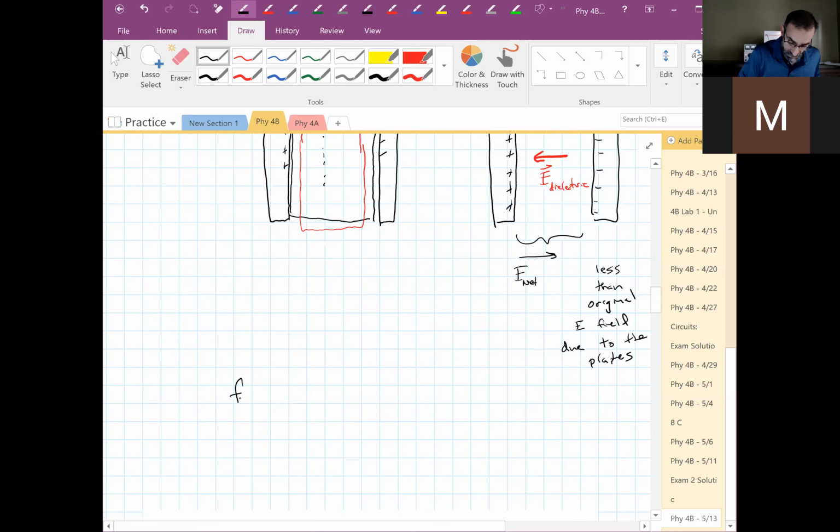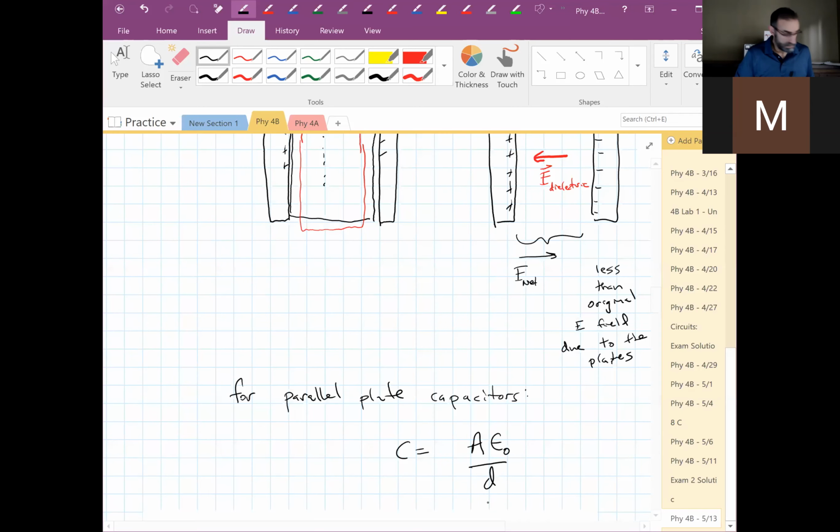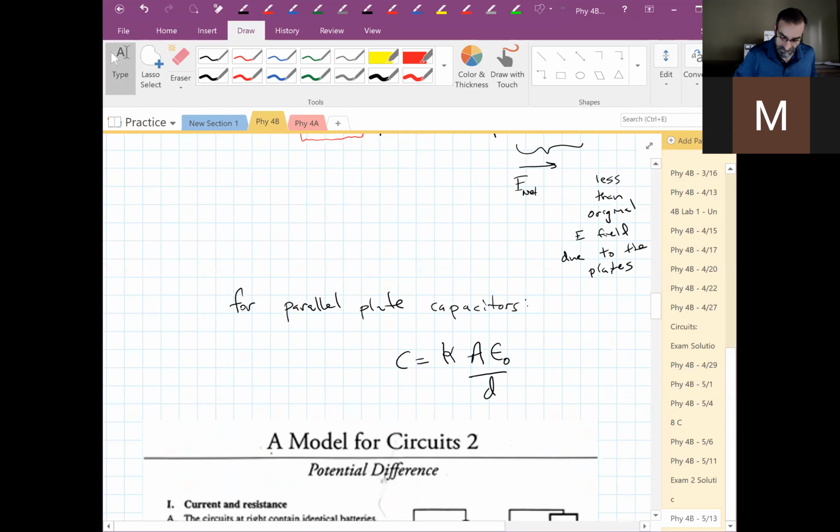So before, what did we have? We had capacitance was the area of the plates times our constant epsilon naught over the distance between the plates. That was our formula before. And we have to add one more factor here. We're going to add a kappa. That kappa is the dielectric constant.